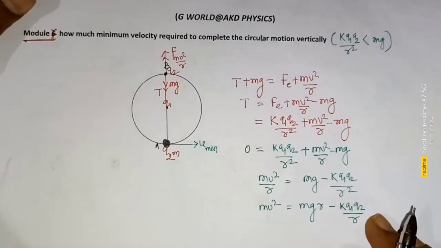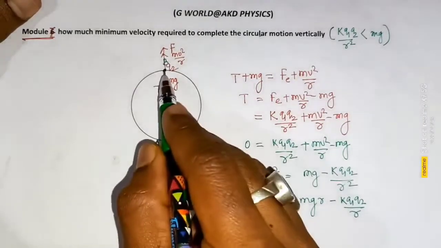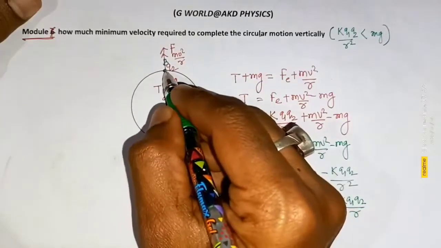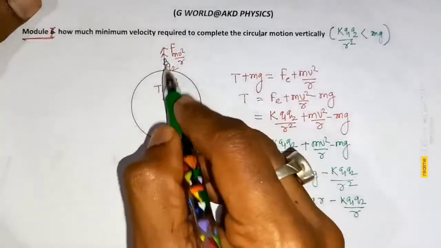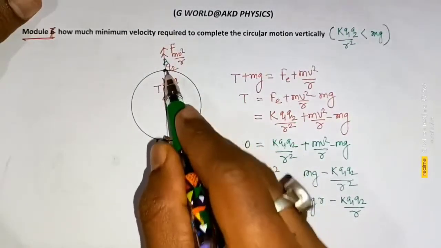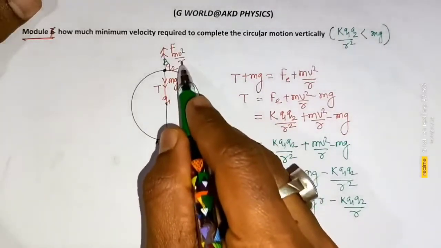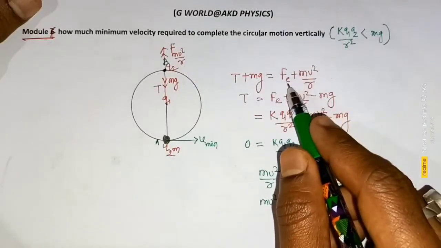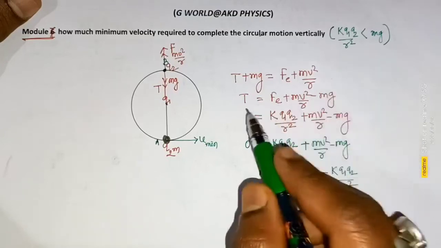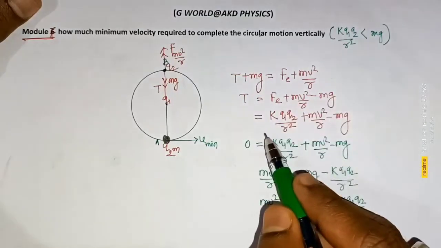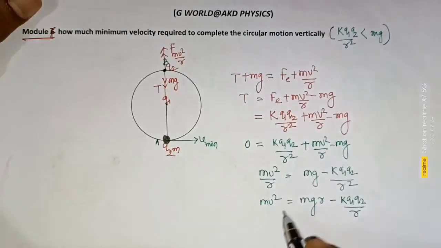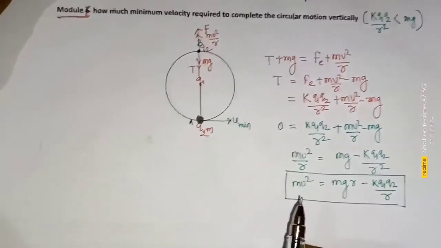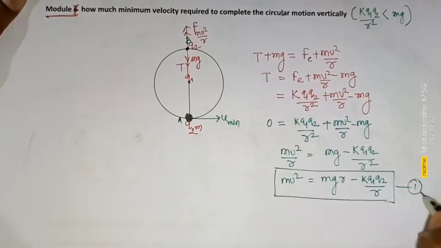So up to this point, I am writing what forces are here. mg is downward, tension is also downward at this point, the string's tension is downward, the Coulombic repulsive force due to Q1 and Q2 goes like this, and the centrifugal force is like this. So I am simply writing T plus mg equals electrostatic force plus mv square by r. Using the concept that tension is minimum, I concluded with this result. Please note this result as equation 1.